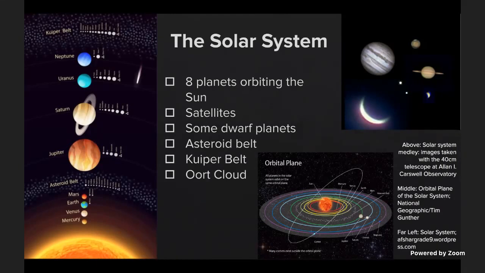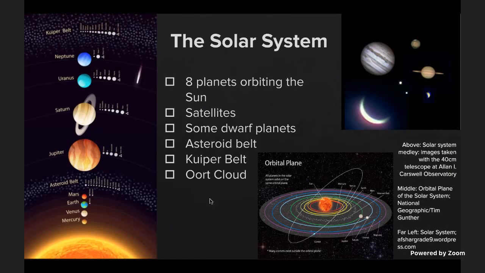The solar system is a gravitationally bound planetary system around our sun. It includes 8 planets in order from the sun: Mercury, Venus, Earth, Mars, Jupiter, Saturn, Uranus, and Neptune. All of these planets orbit the sun on a relatively flat orbital plane called the ecliptic, as shown in the diagram on the bottom right.